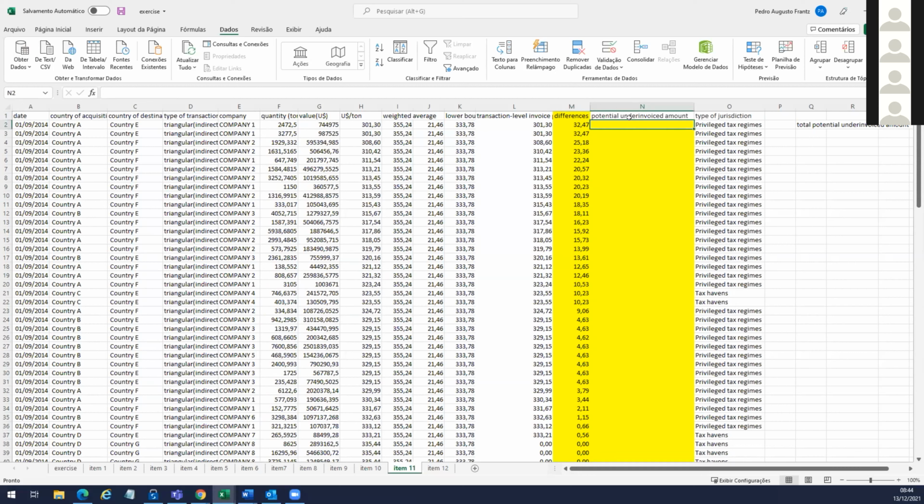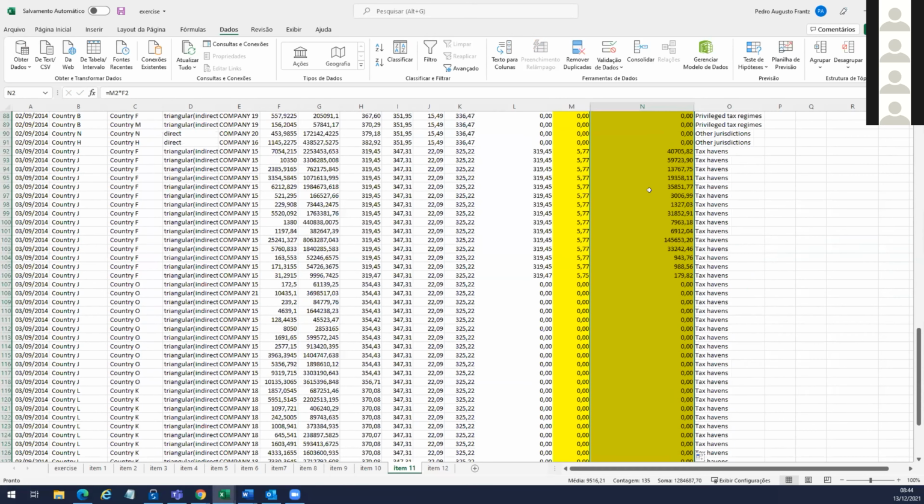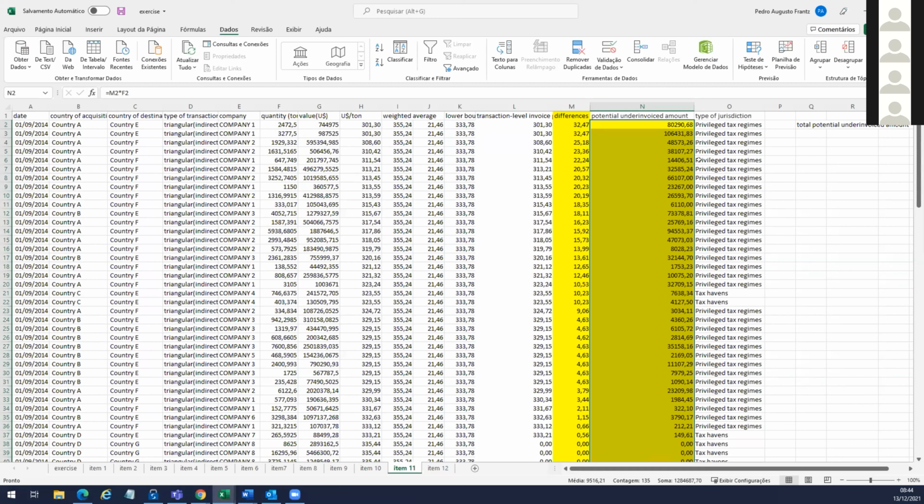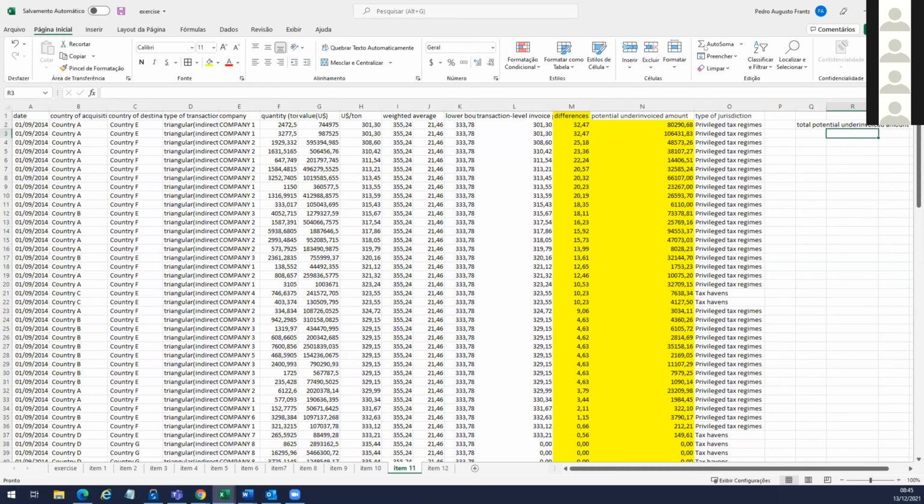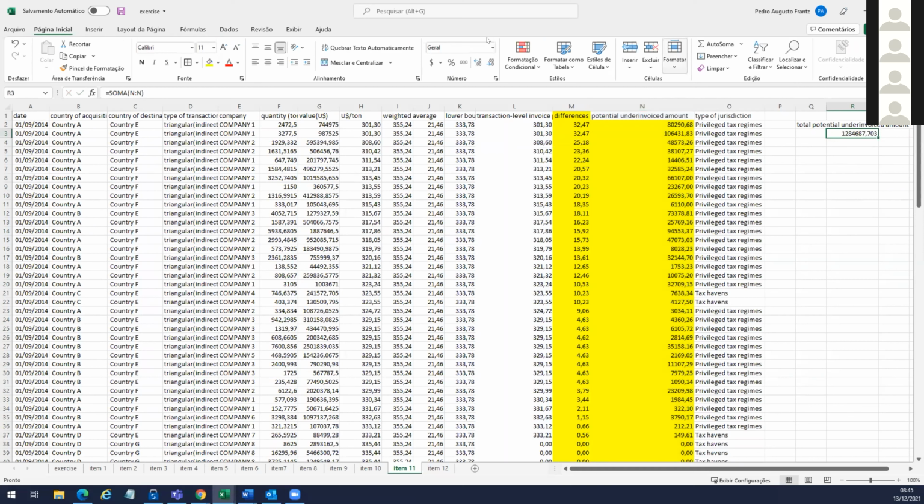And now the potential under-invoiced amount. Potential under-invoiced amount is this difference times the quantity of transaction. Duplicate, and then we have the potential under-invoiced amount of these 3 days of operation. I will calculate here in this cell the total amount of these 3 days. I choose only the sum formula. Mark this column. Okay. This is the potential amount.